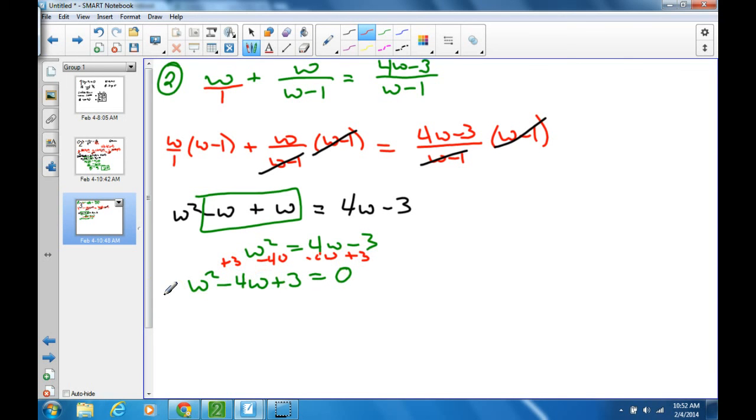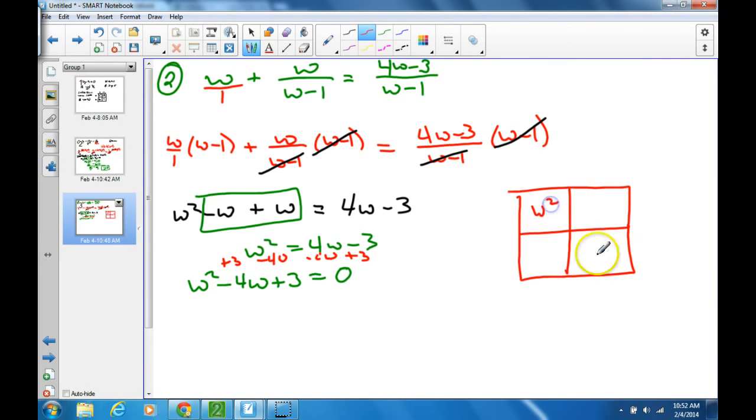Then you use the box. So let's make a box. We got W squared here and a 3. So multiply that out. We got 3W squared. Yep, it'd be 1 and 3. That's our only option, but which one's negative?